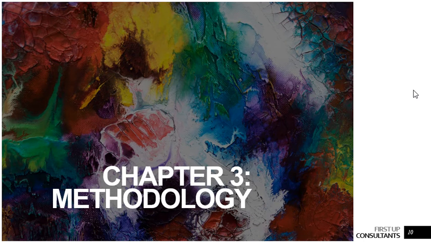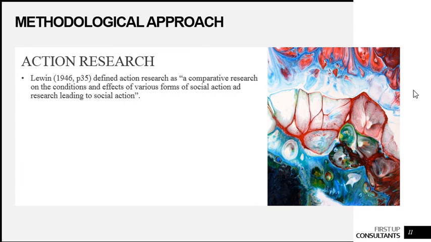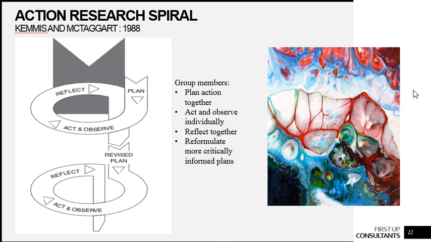Moving on, we have chapter 3, methodology. As for methodology, number 1, I would like to mention my proposed methodological approach that I am going to employ in my research, that is action research. Lewin, 1946, page 35, defined action research as a comparative research on the condition and effects of various forms of social action and research leading to social action. So, what is action research? And I also employ action research from Kemmis and McTaggart in order to perform my study.